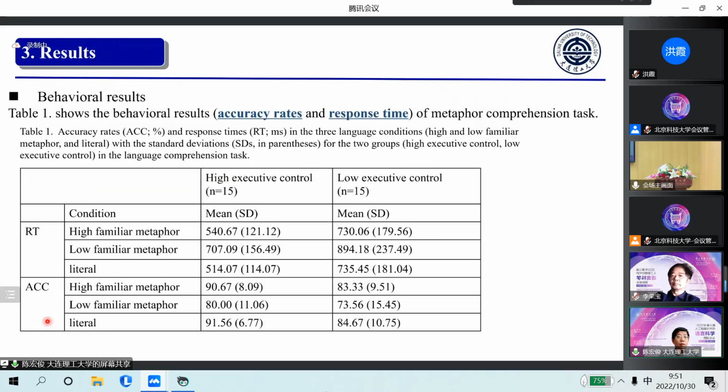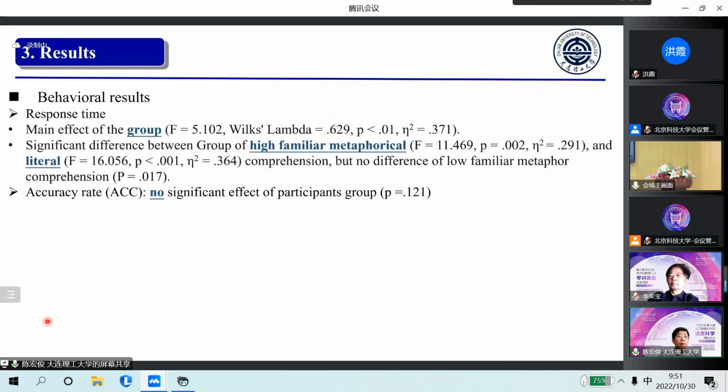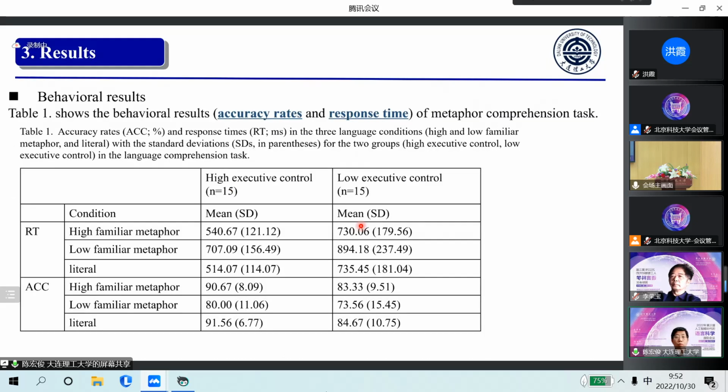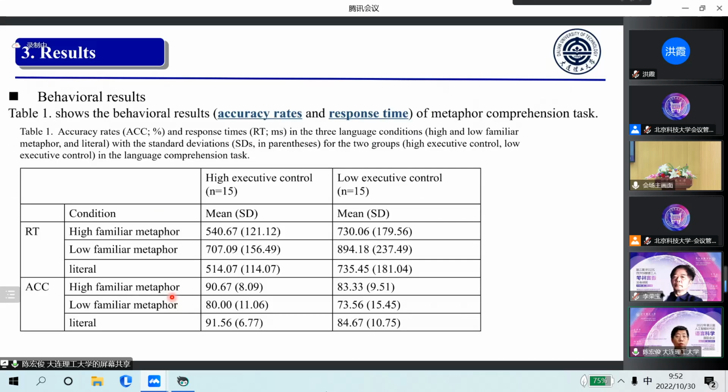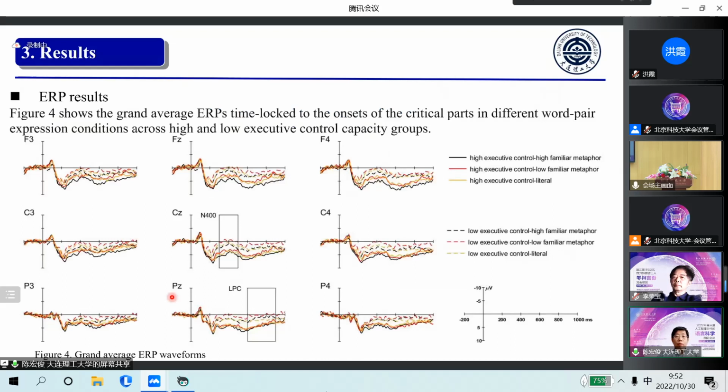The behavioral study results are like this. There is a main effect of group. In other words, the two groups, the high and the low, really are significantly different. And for the accuracy rate, there is no significant difference. The ERP result, this is the grand average of ERP waveforms. We can see the high group usually is more positive, right? While the low is more negative. This is quite reasonable.